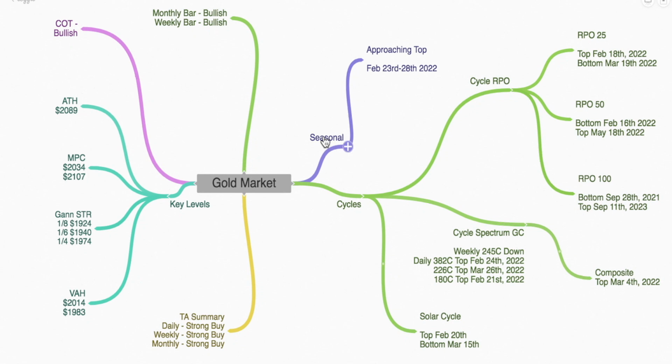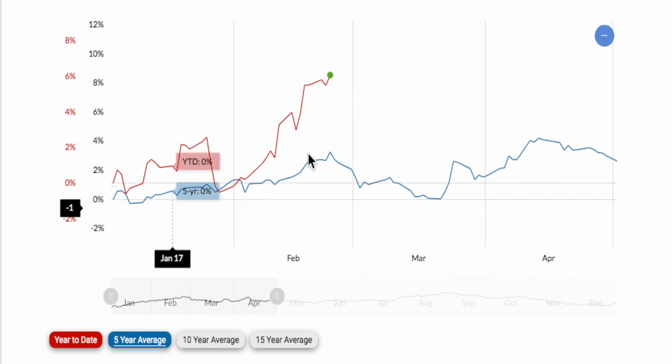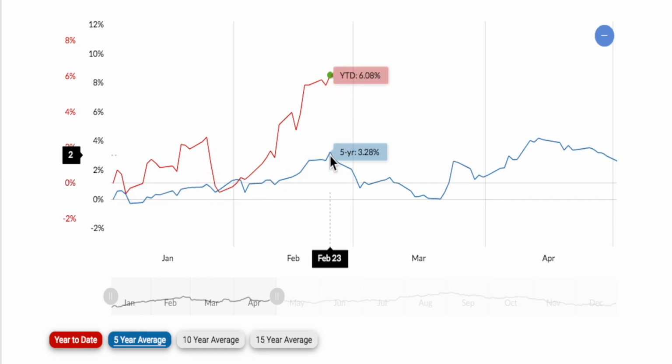Now we're going to go into seasonality, which is right here. And we're going to be looking at the approaching tops where we're at right now. Okay, in regards to seasonality, this is January. From here, you can see that we're already up somewhere around 6.08%. With our 5-year average, you can see that it tops out somewhere around February the 23rd, and that was yesterday, and it averages about 3.28%.